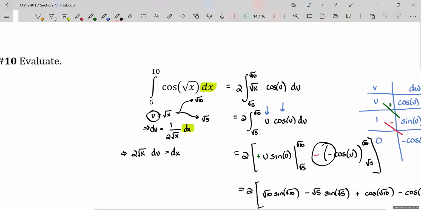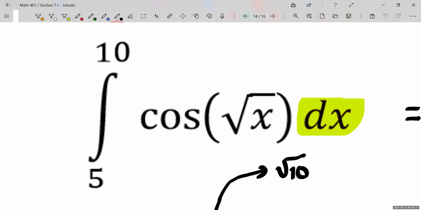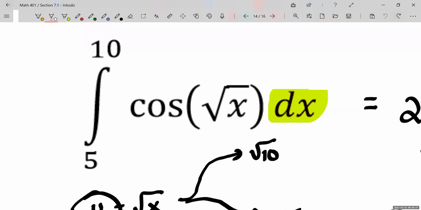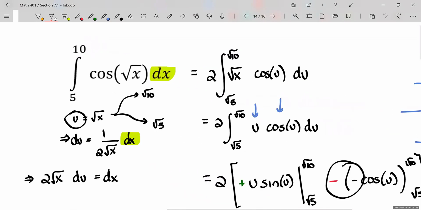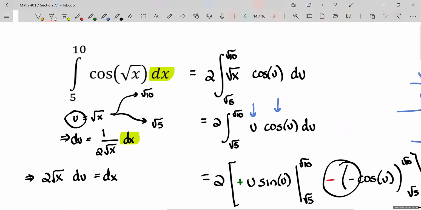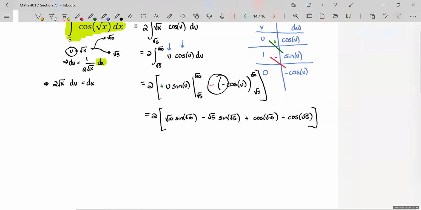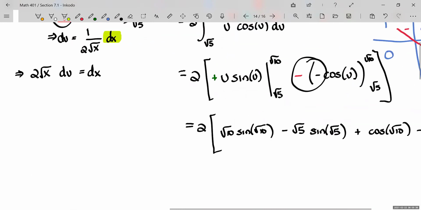So the only time that your integral needs a plus C is if it's an indefinite integral. In other words, you don't have limits. If you don't have limits on your integral, then you need a plus C. But when you have limits, you've found the exact value. Basically what we're saying is the exact area underneath this curve from 5 to 10 is this number, whatever that number is.